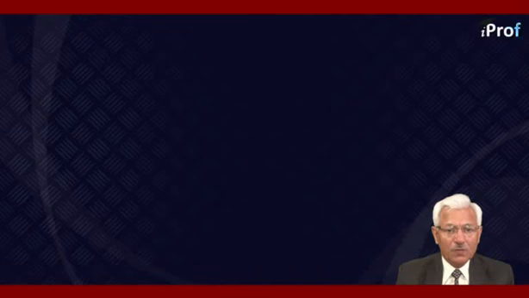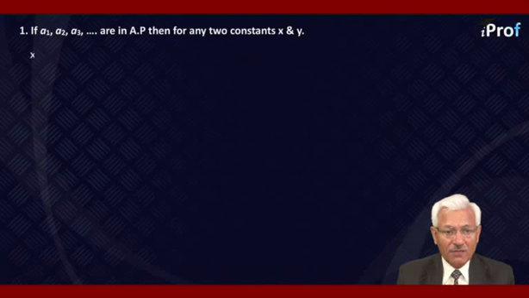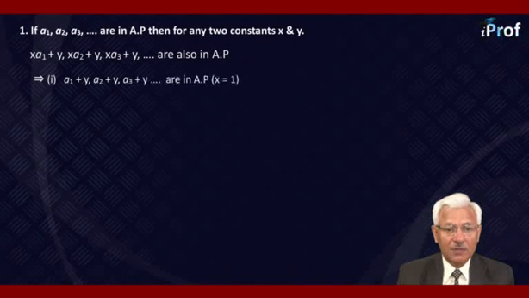Consider the following properties of arithmetic progressions. If A1, A2, A3, and so on are in AP, then for any two constants x and y, xA1 plus y, xA2 plus y, xA3 plus y, and so on, are also in AP. First conclusion: if we put x equal to 1, we get A1 plus y, A2 plus y, A3 plus y, and so on, are in AP.